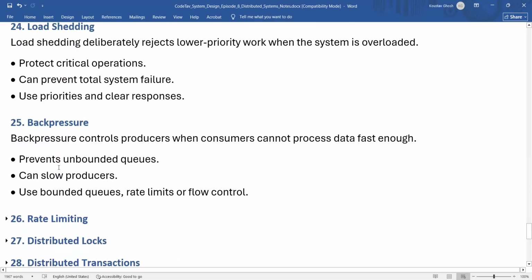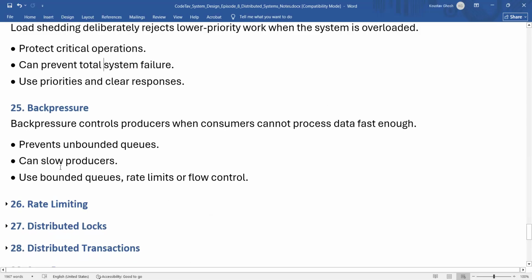Next is back pressure. So back pressure is another important concept. Imagine a producer generates 10,000 messages per second, but the consumer can process only like 2,000 messages per second. So what happens? The queue keeps growing. Eventually, memory or storage can become a problem. So back pressure allows the system to control the producer when the consumer cannot keep up. So this helps prevent uncontrolled resource consumption.